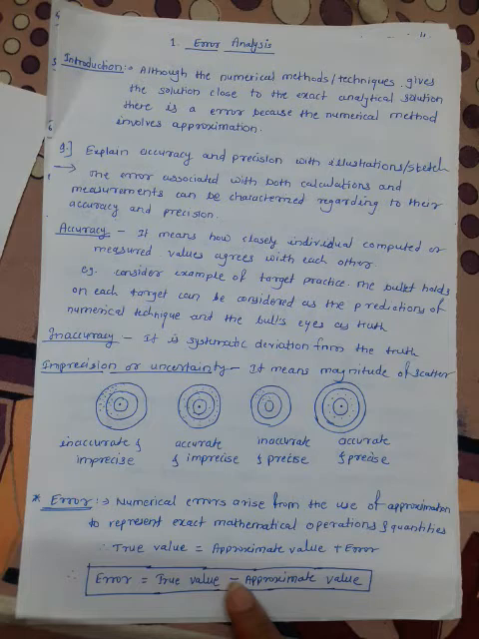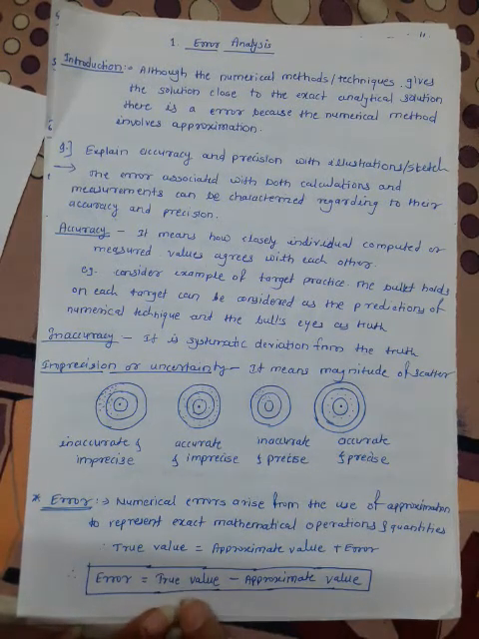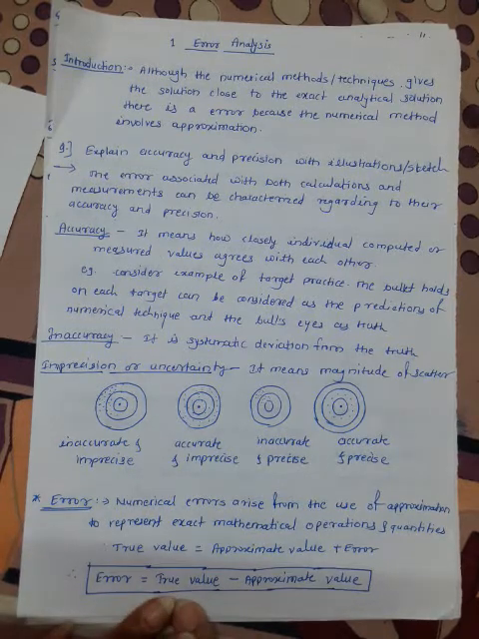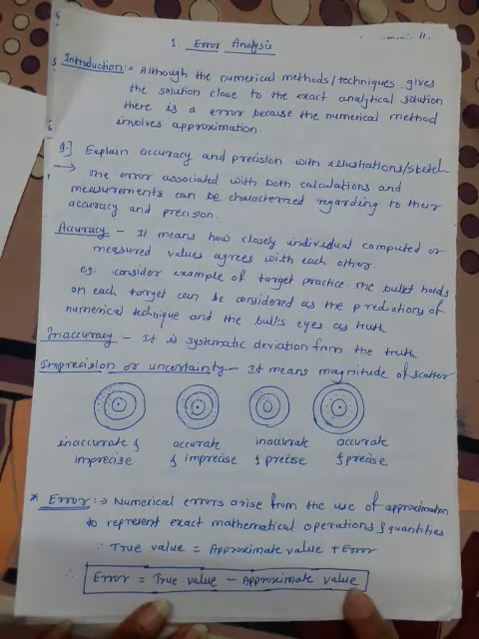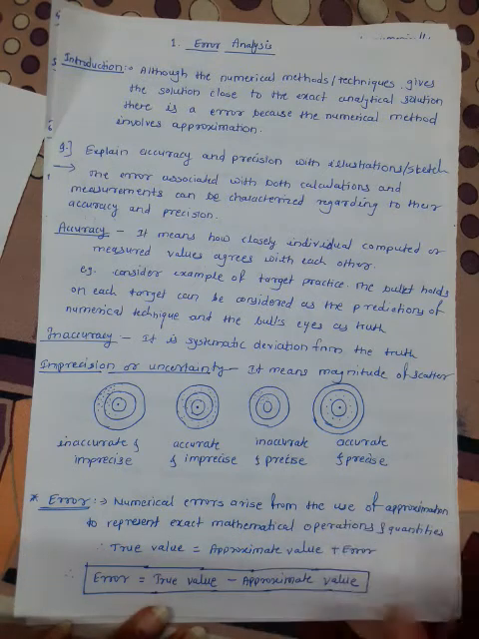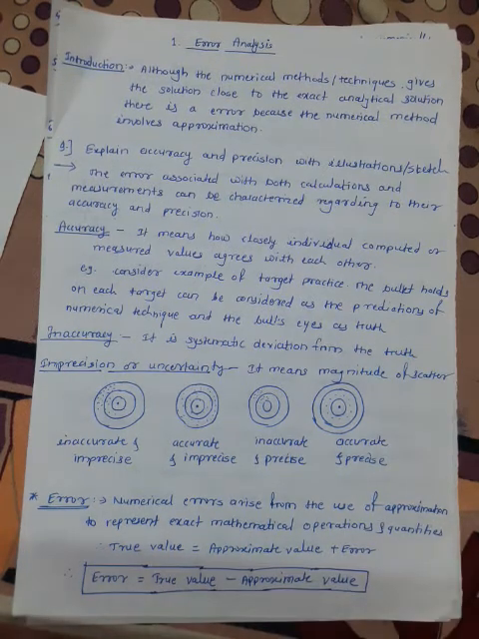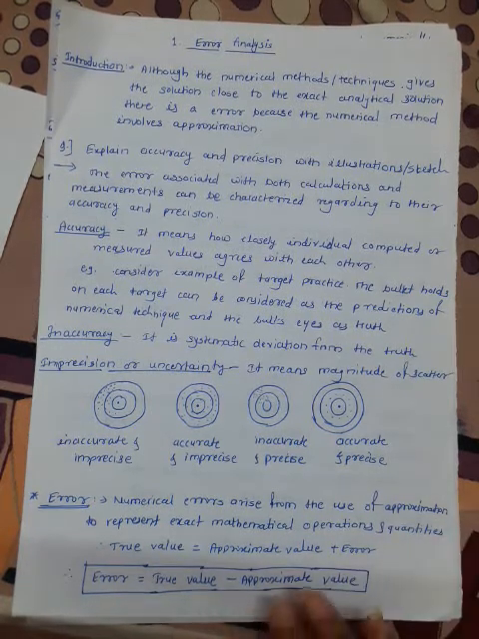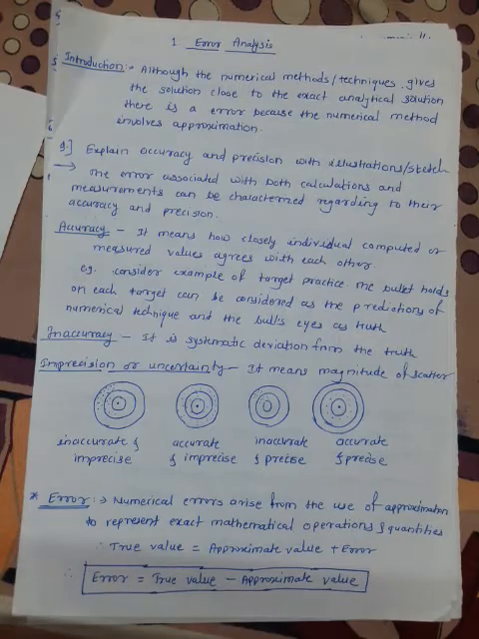That means the value we get from the analytical solution, the exact or theoretical solution, minus the approximate value. Same example, solving by numerical method, whatever answer we are getting, that is the approximate value. These are two slightly different values, and the difference between these two values is nothing but the error. That is a particular numerical value.